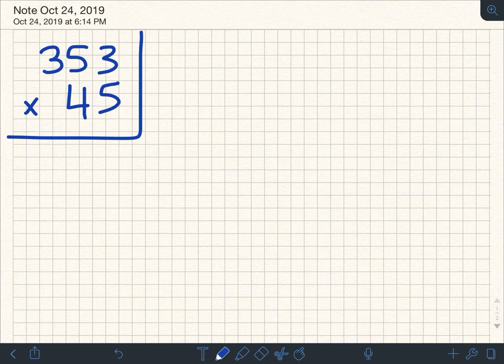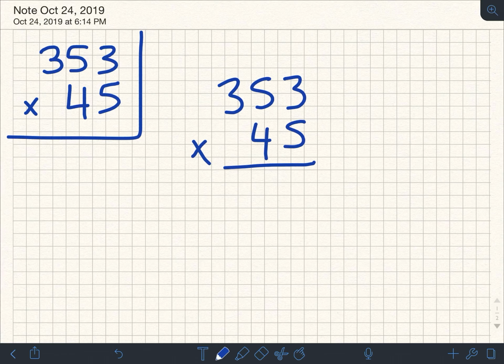So the first way you do it is you just write 353 times 45. First thing you're going to do is do 5 times 3, and 5 times 3 is 15, so the 1's go there and the 10's get carried. Then you do 5 times 5, that's 25, and you add the 1 you carried, so that'd be 26, so we put the 6 here and a 2 up here. And then I do 5 times 3 again, that's 15, plus 2 is 17.